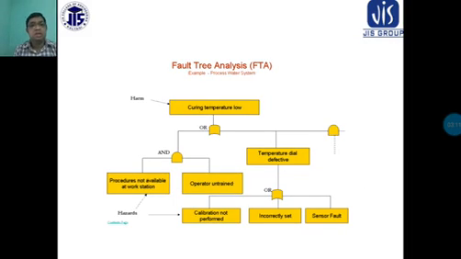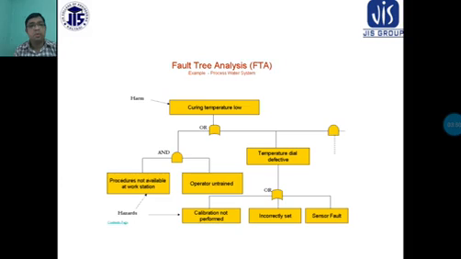Now you can see a simple diagram of fault tree analysis. The example here is a process water system. The first event considered is that the curing temperature is low, meaning a very low temperature occurs, and then you have to record the different heating conditions as well.